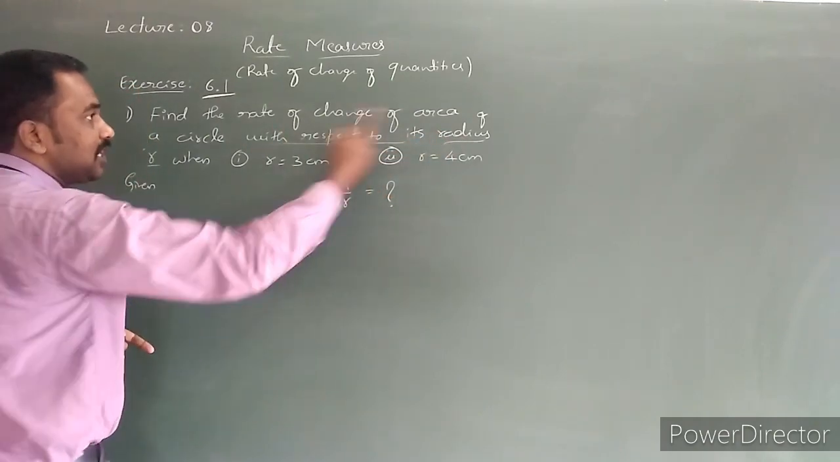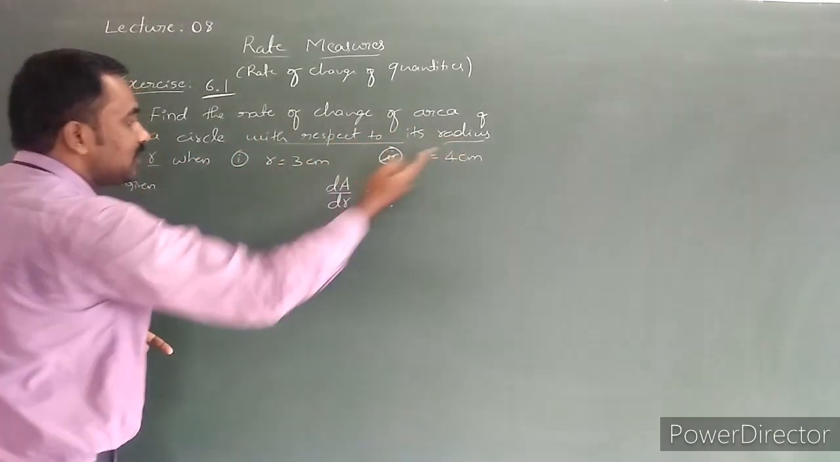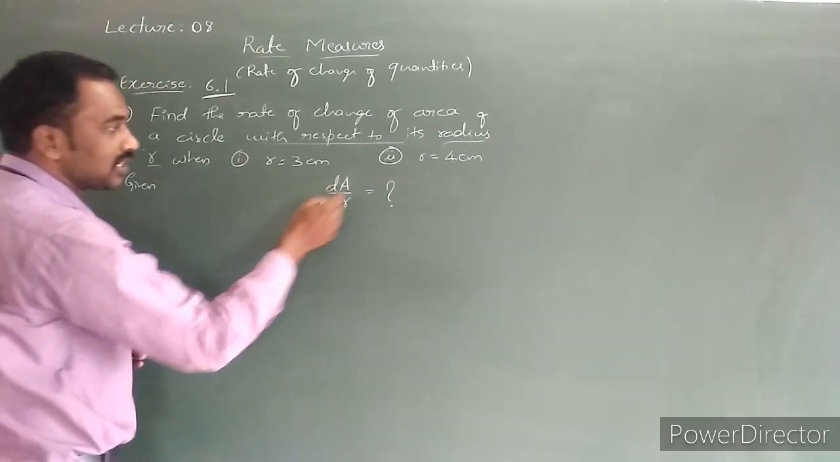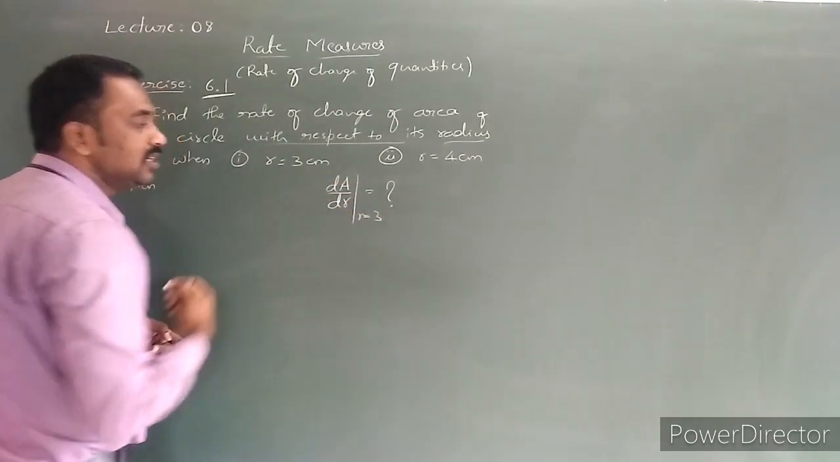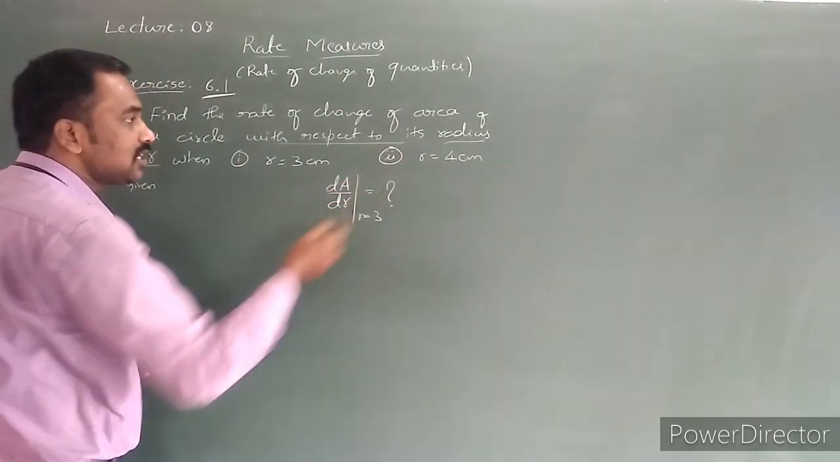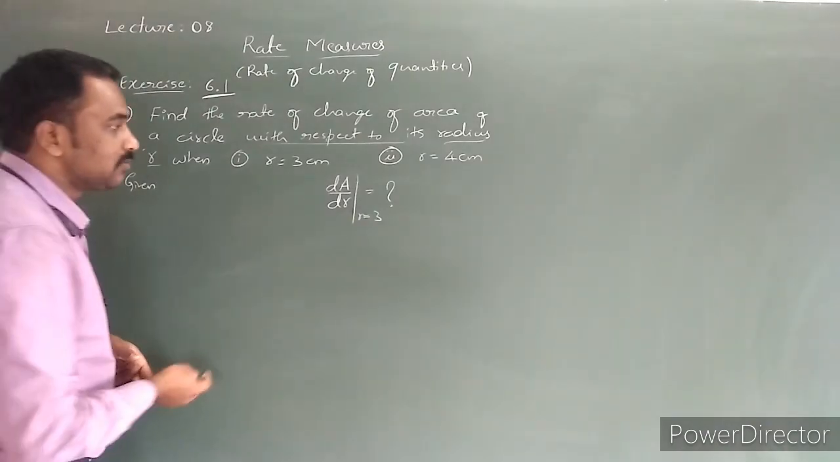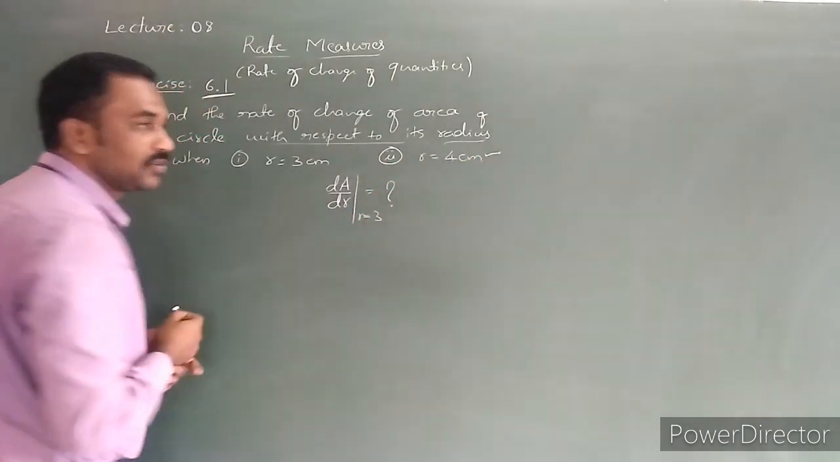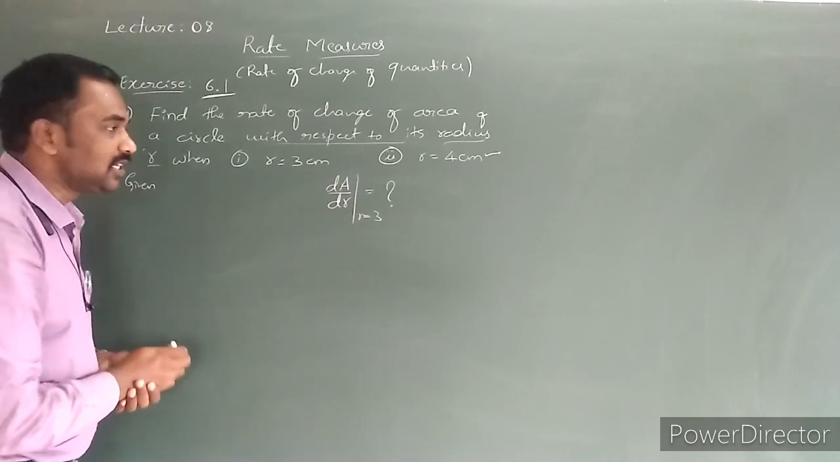Find the rate of change of the area of the circle with respect to its radius whenever r is equal to 3 centimeter, and in the second case whenever r is equal to 4 centimeter. The second one we can do as homework. The first one I will solve.